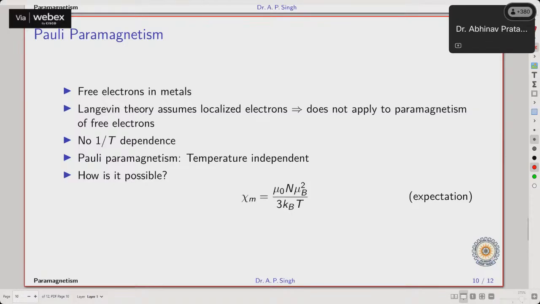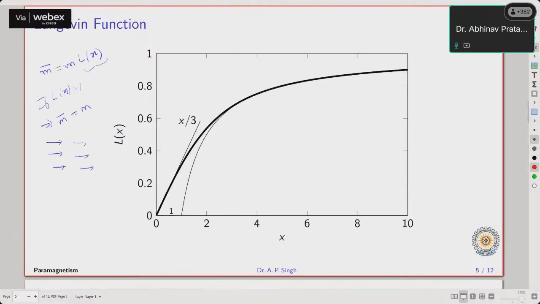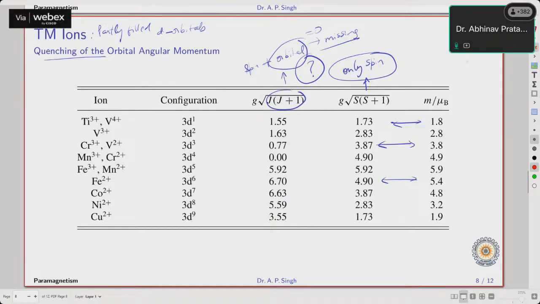So what I am talking about is all these things are maybe true for several sorts of rare earth ions and several sorts of transition metal ions. And right now we are talking only about the Langevin theory, where you have localized dipole moments and they are not interacting with each other, and then there is a thermal randomization process. So we have seen that in that case, chi-m varies as Curie's law. It varies as 1 over T. It decreases as 1 over T.